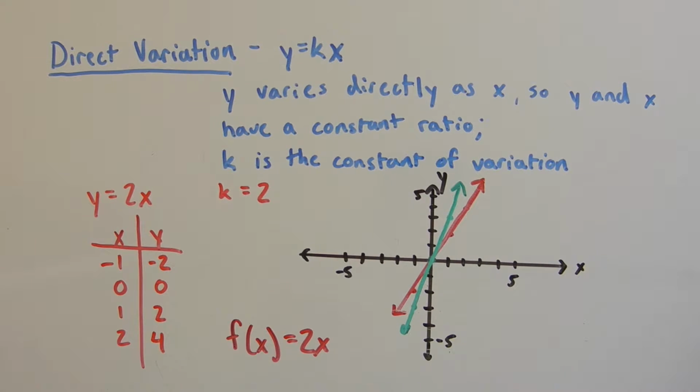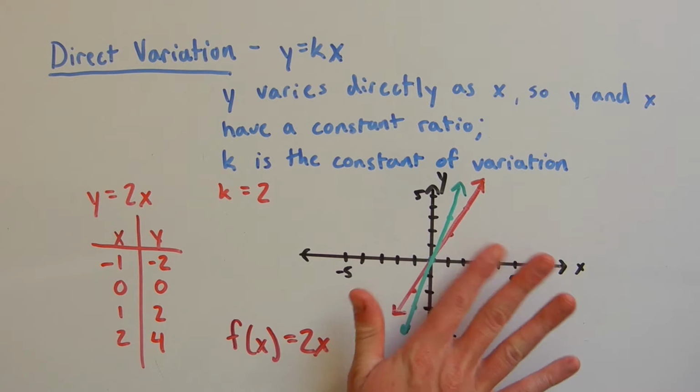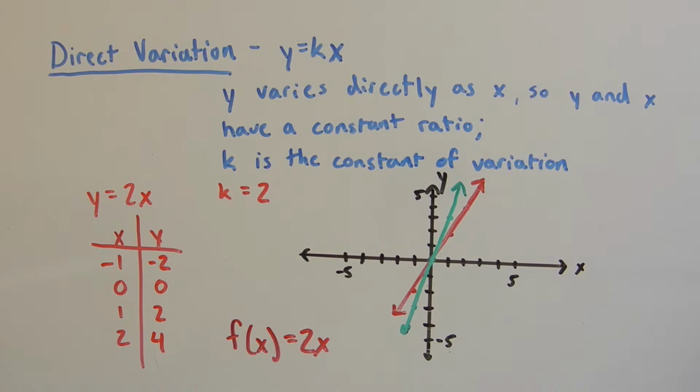And so on. We could do 4x, 5x, 20x, -10x. Let's go ahead and try 1/2 x. And I'll already tell you that it is indeed a function. So direct variation, in a linear sense, is always going to be a function.